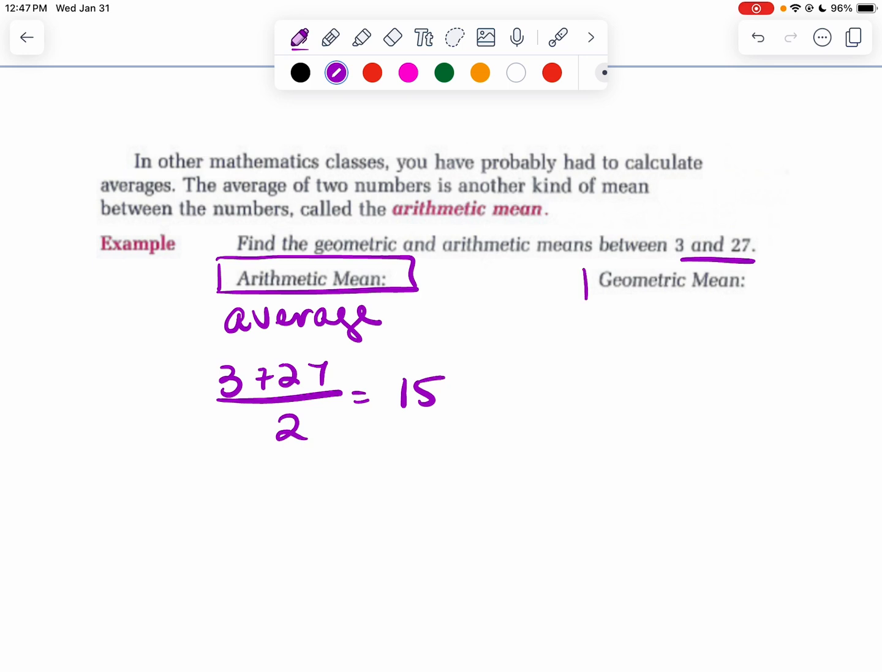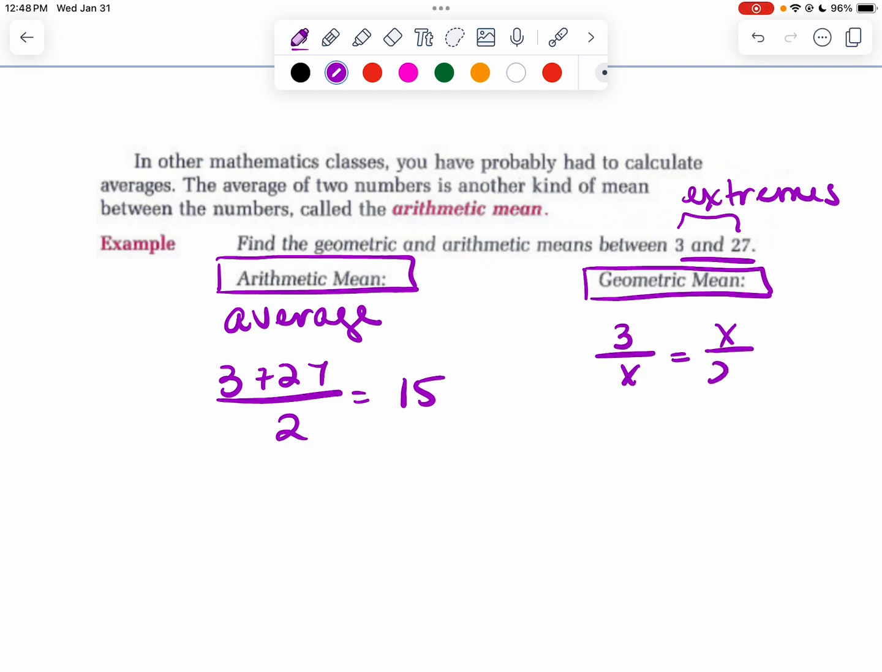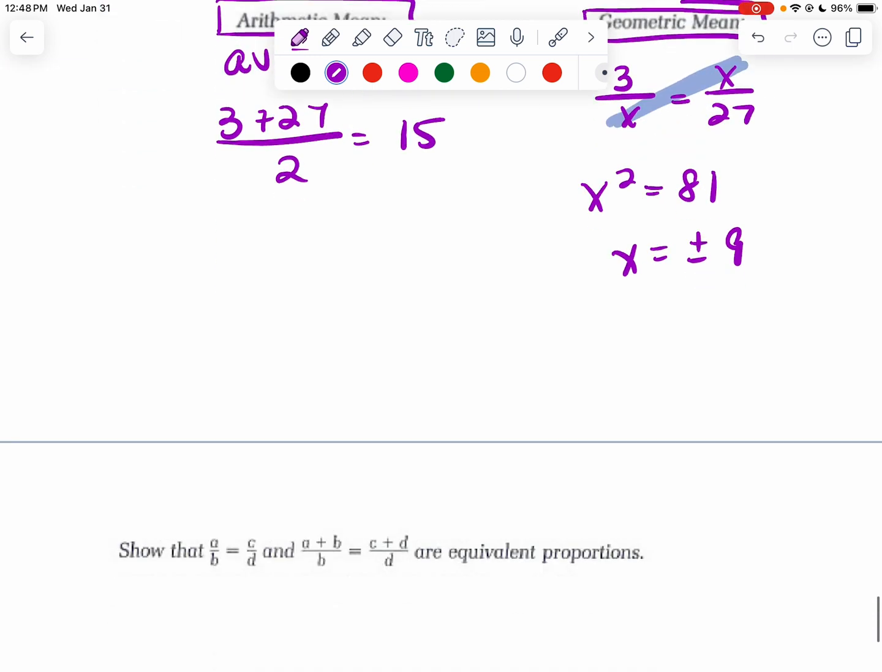So now, today, we need to find the geometric mean. If we're trying to find the geometric mean, the two numbers that they have given us are the extremes. So 3 over x equals x over 27. So we are looking for the means. We're going to cross multiply. We get x squared equals 81. We're going to take the square root of both sides. My answer is x equals plus or minus 9. Again, whenever we find the geometric mean, we are going to have two answers.